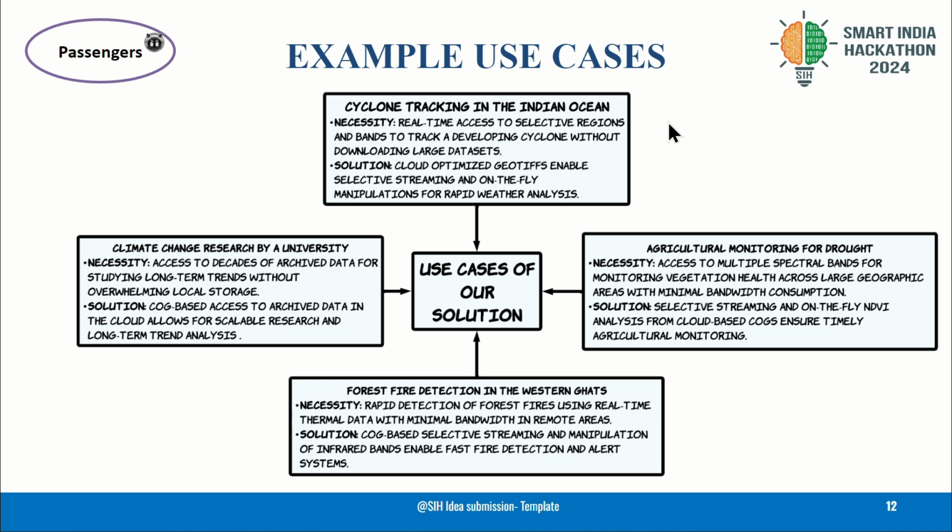agricultural monitoring. And as we know, forest fire detection in the Western Ghats: COG-based selective streaming and manipulation of infrared bands enable fast fire detection and alert systems. Similarly, climate change research by any university: COG-based access to archive data in the cloud allows for scalable research and long-term trend analysis.